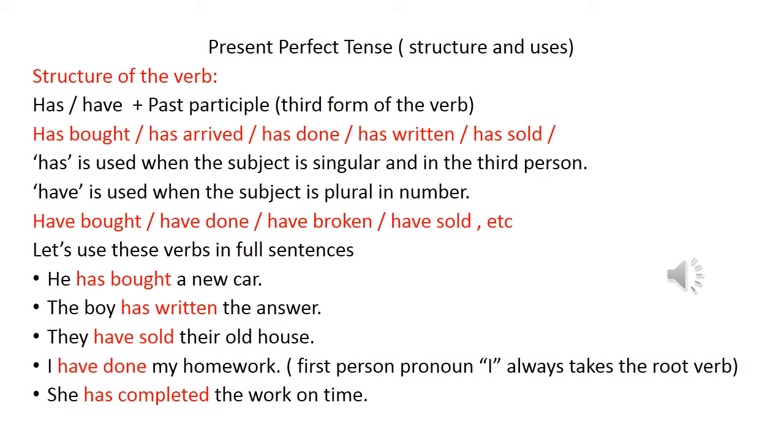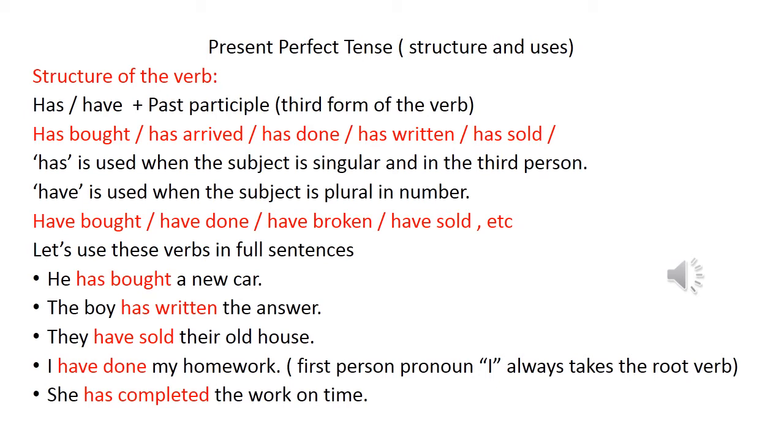Now if you look closely at all these verb groups that have been used here, I am calling them verb groups because we have more than one verb here. That means we have two verbs in the group. One is the helping verb and the other is the main verb. And the helping verb is in the have form, either in the form of has or have, depending on singular subject or plural subject. But the main verb is always in the past participle form. Bought is the past participle form, written is the past participle form, sold is the past participle form, done is the past participle form, completed is also the past participle form.